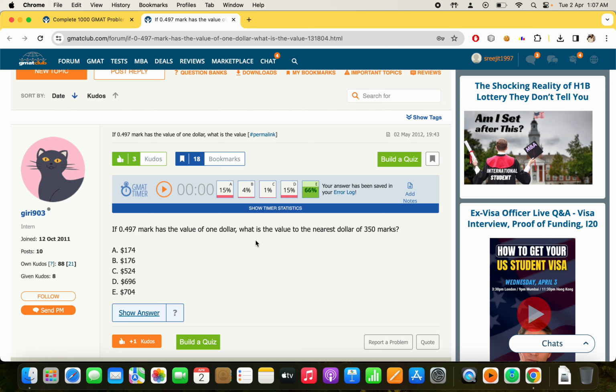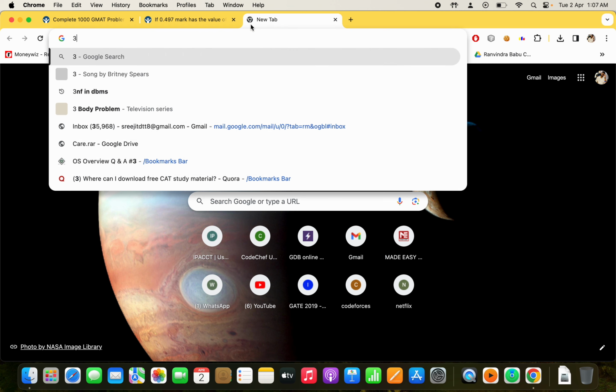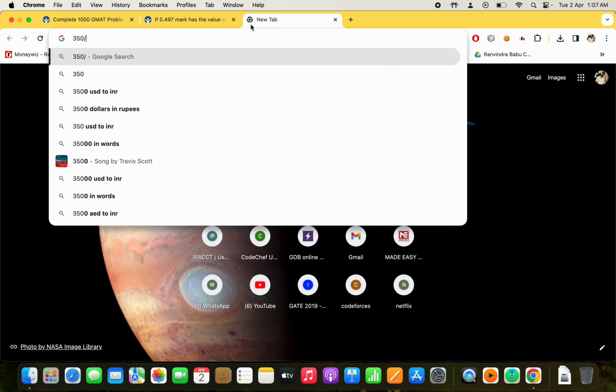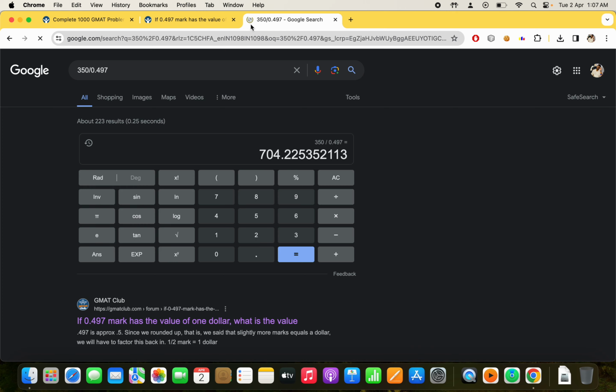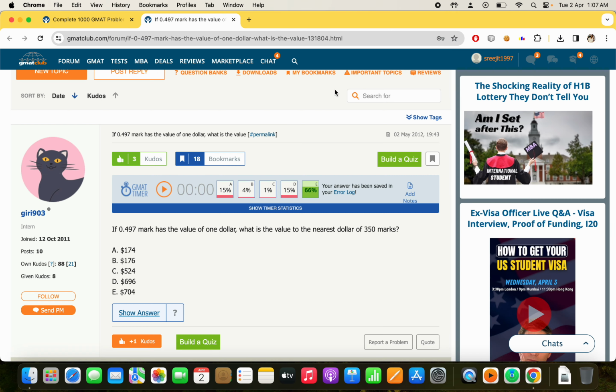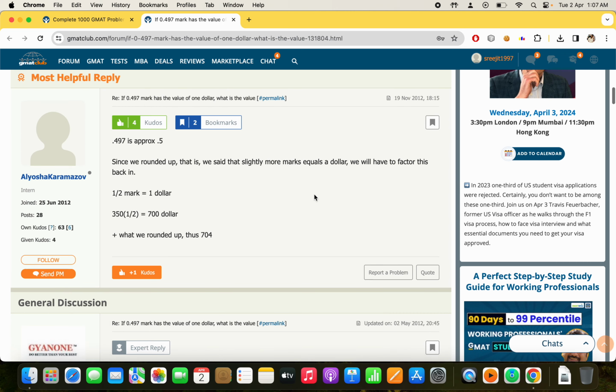10 to the power 3. Let's use the calculator. It's 350 by 0.497. This will be around 700 something. So E will be giving you the answer.